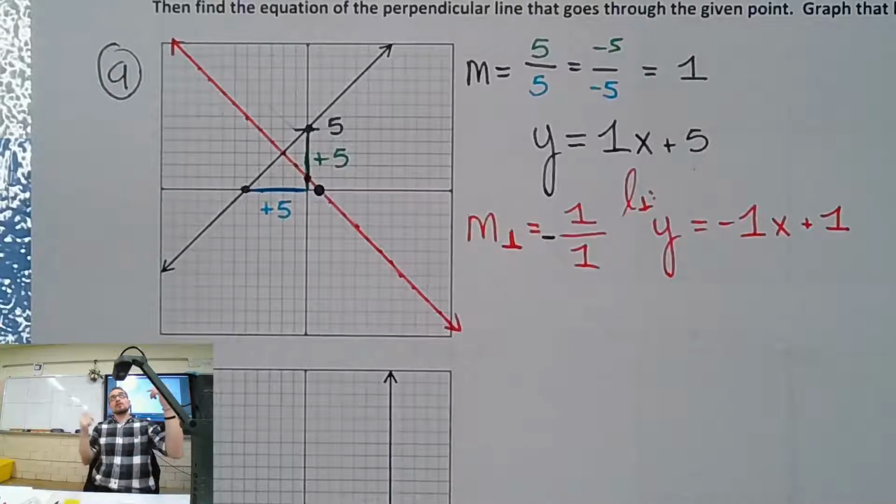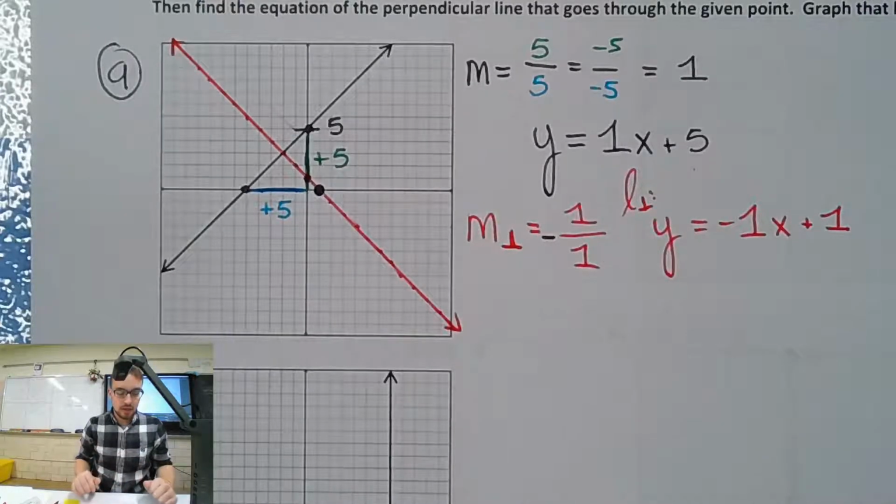We can go up 5 over 5, or up 5 or down 5, back 5. Same thing. Seen it now? Awesome. Cool. So, number 10.